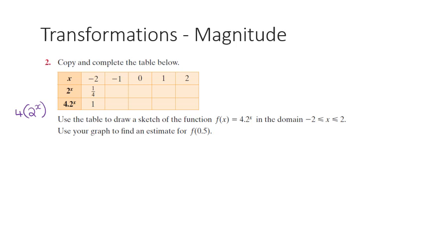So 2 to the power of -1 is 1/2, 2 to the power of 0 is 1, 2 to the power of 1 is 2, and 2 to the power of 2 is 4. So then 4 times 2 to the power of x is simply going to be each of those values multiplied by 4. So we have 1/4 times 4 is 1, 1/2 times 4 is 2, 1 times 4 is 4, 2 times 4 is 8, and 4 times 4 is 16.